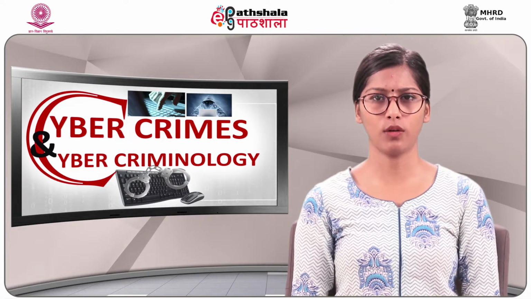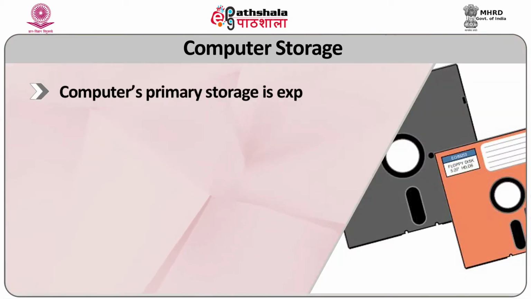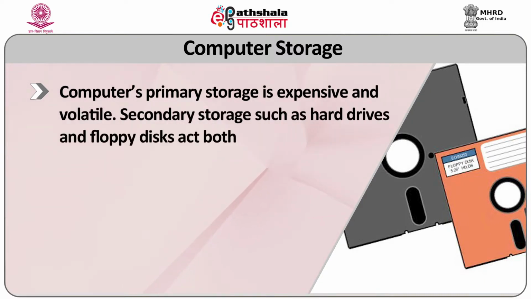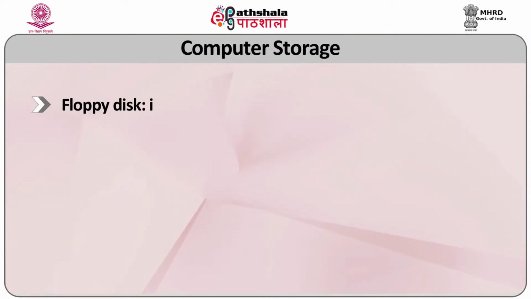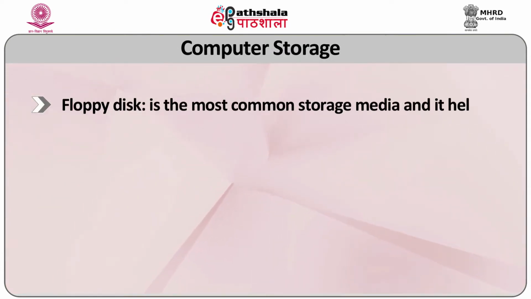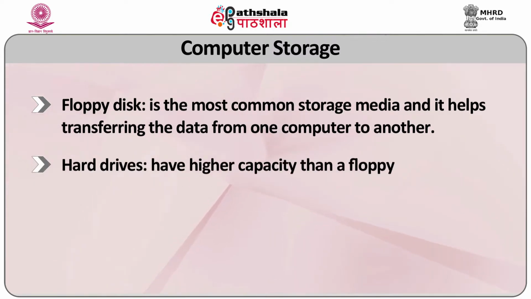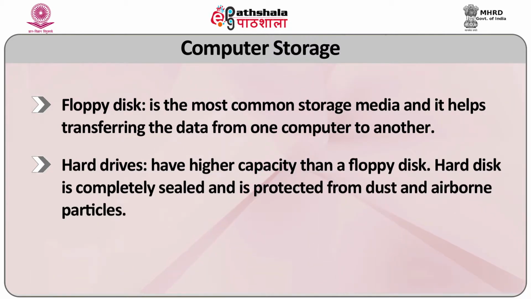Storage devices are required to store data and other information. A computer's primary storage is expensive and volatile. Secondary storage such as hard drives and floppy disks can be used as both input and output devices. Floppy disk is the most common storage media and it helps in transferring data from one computer to another. Hard drives have higher capacity than a floppy disk. A hard disk is completely sealed and is protected from dust and airborne particles.